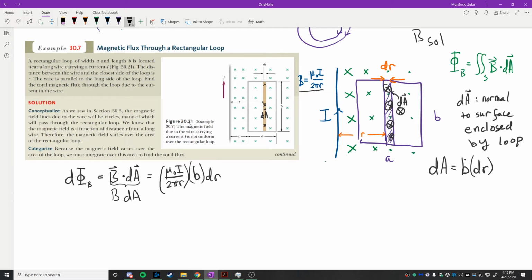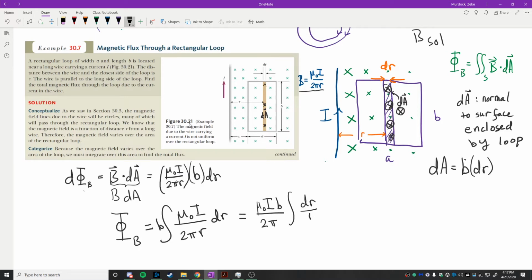That's your differential flux, your infinitesimal flux through that piece. So to find the total flux, we just need to integrate that. The total flux is going to be the integral of mu naught I over 2 pi r dr. Well, and then there's a b too, but that's just a constant. We can pull that out. That amounts to integrating mu naught I b over 2 pi, integral dr over r. And we need to integrate this over all the values of r where our surface is.